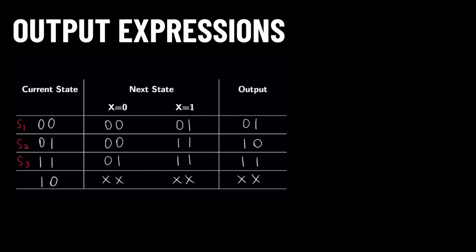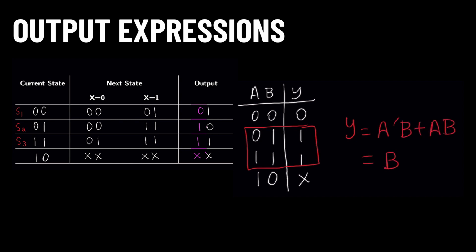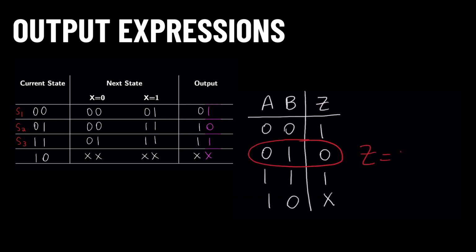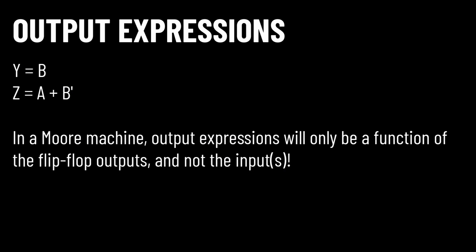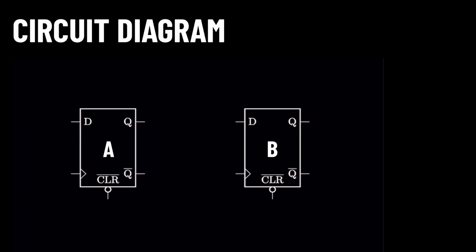Then we need to derive the 2 output expressions. These are functions of 2 variables, so I recommend using Boolean algebra instead of a K-map. Y is equal to B, Z is equal to A plus B prime. Note that in a Moore machine, the output expressions will never be a function of the input variable, only the current state values. How do we wire this up?